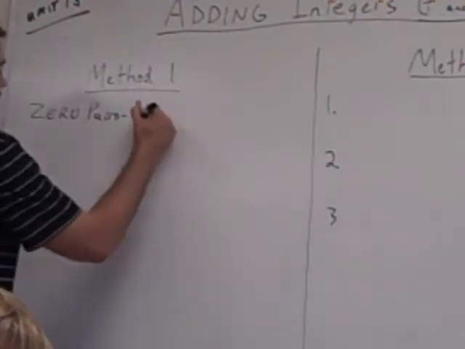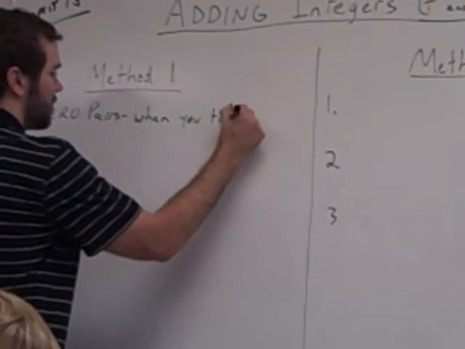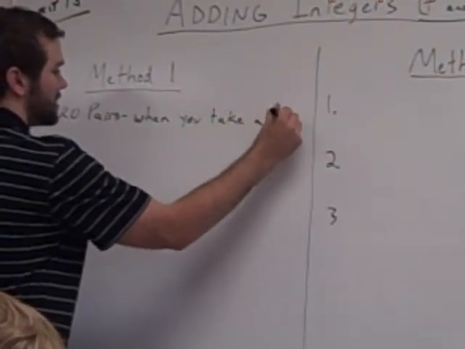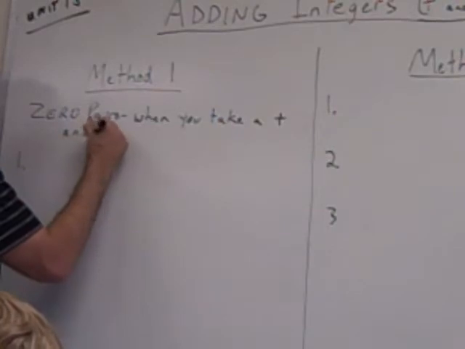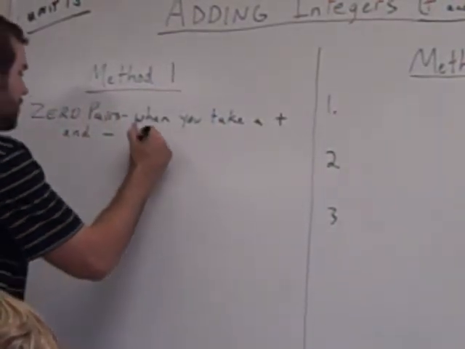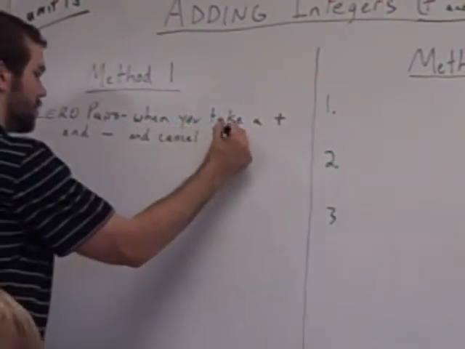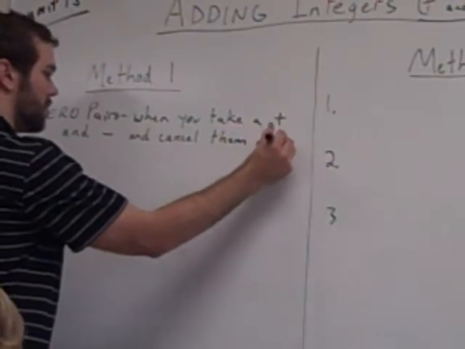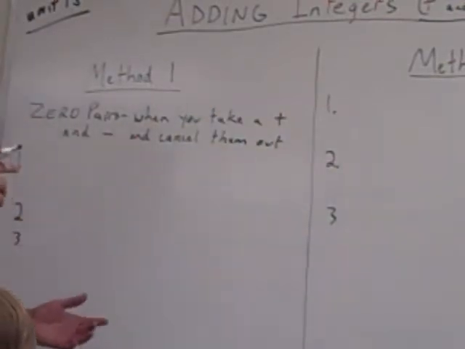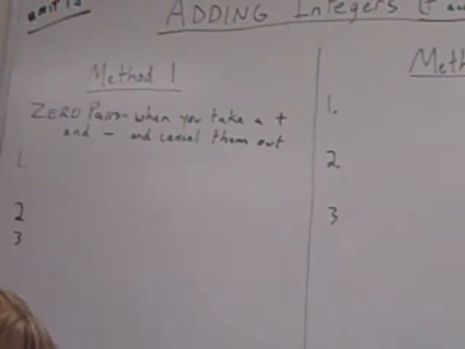The zero pair is when you take a positive and a negative and you cancel them out. When we get done with the steps, you'll see what I mean by canceling out a positive and a negative. So this is method one, or the zero pair method if you want to remember it that way.